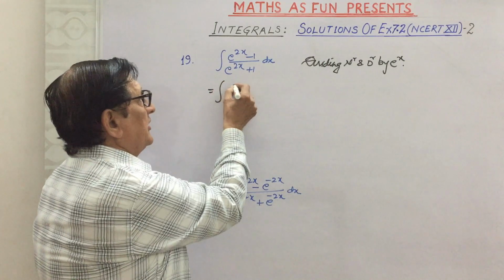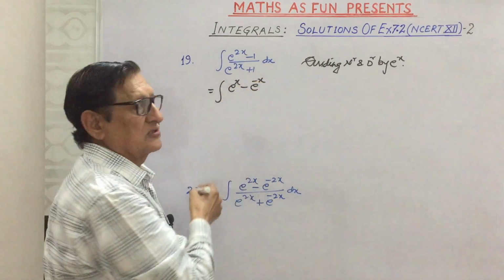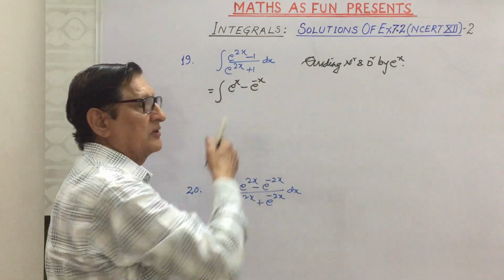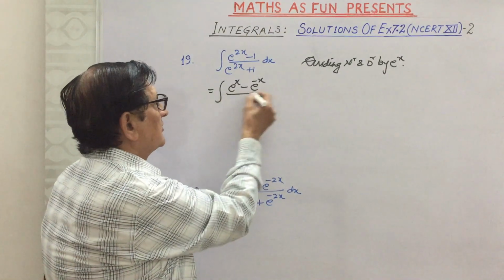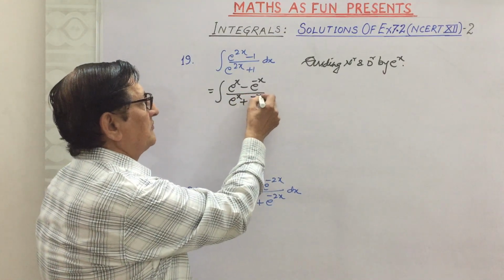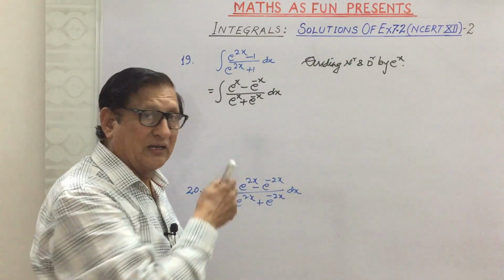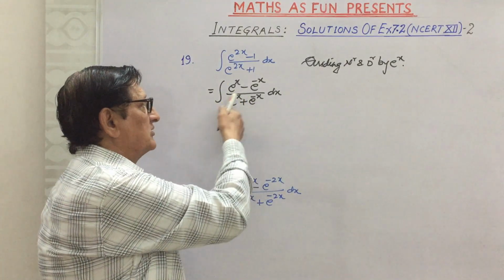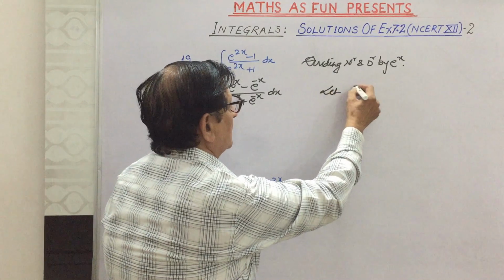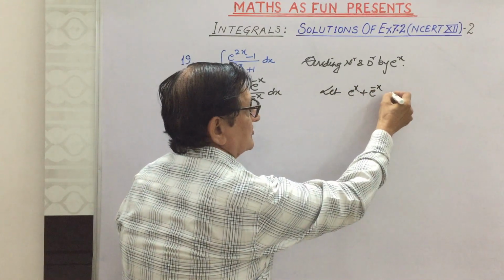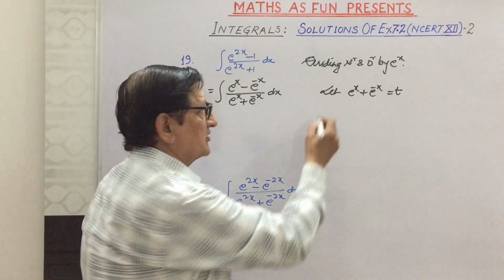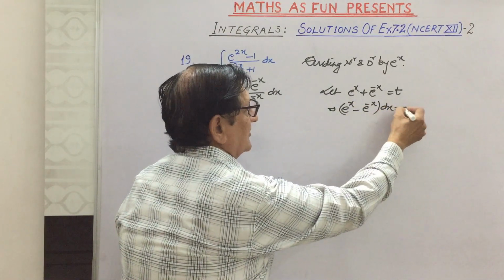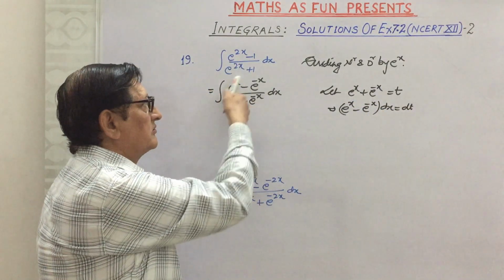Then this will become e to the power x minus e to the power minus x upon e power x plus e to the power minus x dx, because e power x, when it comes 1 upon e power x, that can be written as e to the power minus x. And now we know if we take this as t, the derivative of this will be this. And hence this can be considered as t. So we write let e to the power x plus e to the power minus x equal to t. Differentiating with respect to x, we get e to the power x minus e to the power minus x dx as dt, which is here.